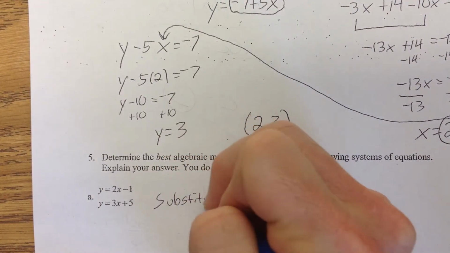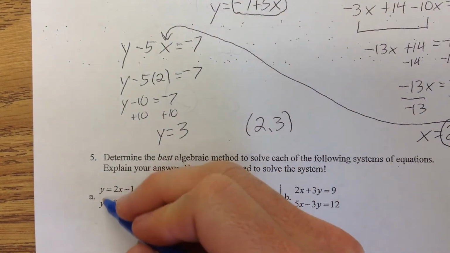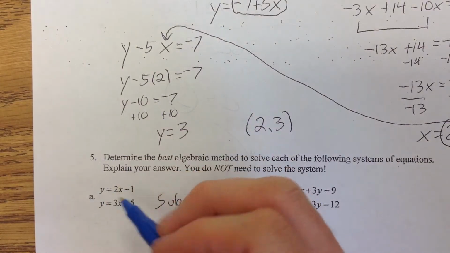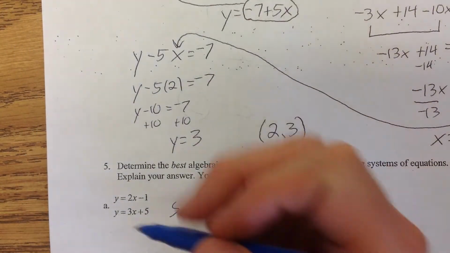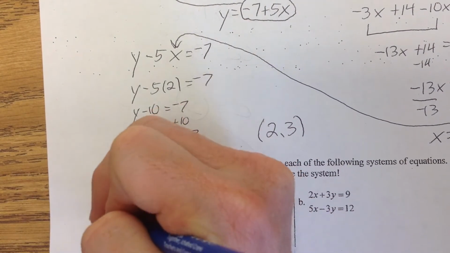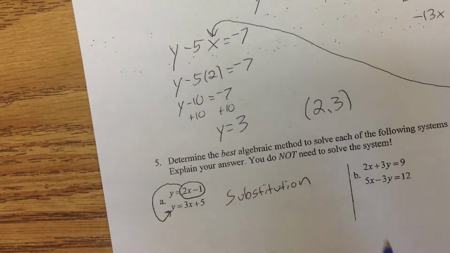All right, so the question is, why is it going to be substitution? Well, we have letters by themselves. This one is really suited to substitution because both letters are by themselves. We don't need to have both letters by themselves. Up here we only had one letter by itself, but this makes it even easier. We just would have to circle this 2x minus 1 and then plug it in down here. So that'd be an easy way to do this one.